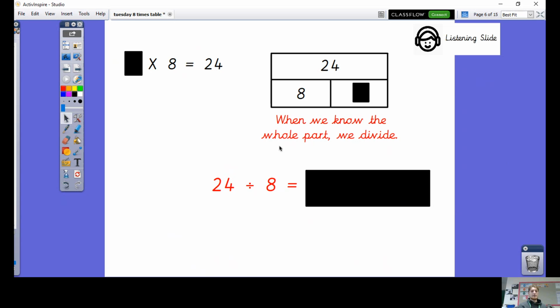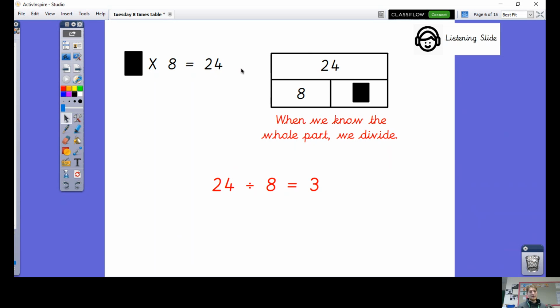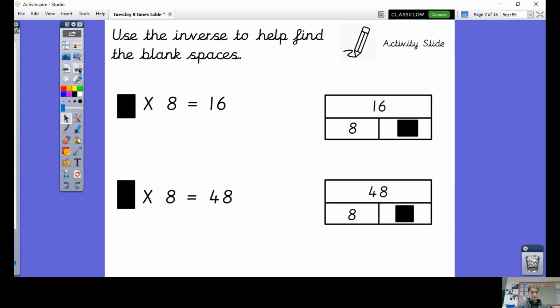It goes in 3 times, which I've already shown you, really. It goes in 3 times, and then we can fill in our blank spaces. 3 times 8 equals 24. We know that's correct as well. And then 3 in our other part of our bar model. Great.